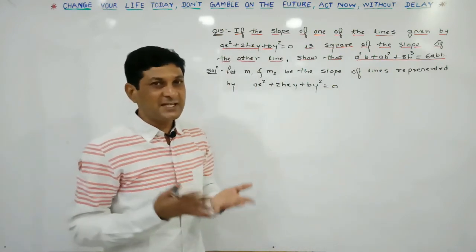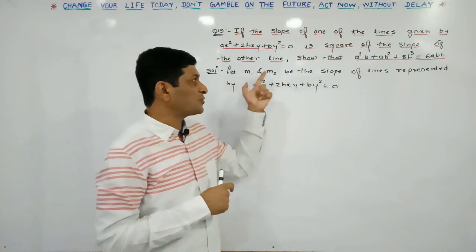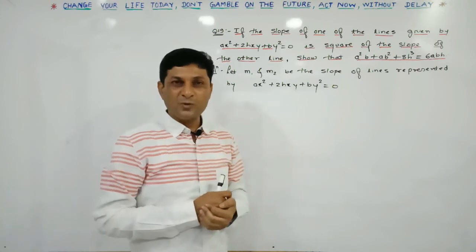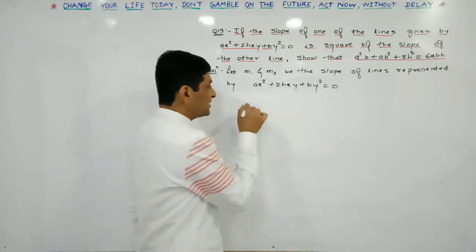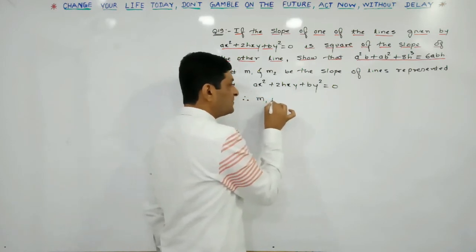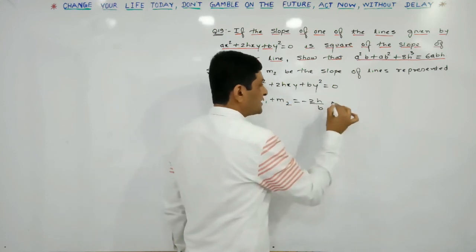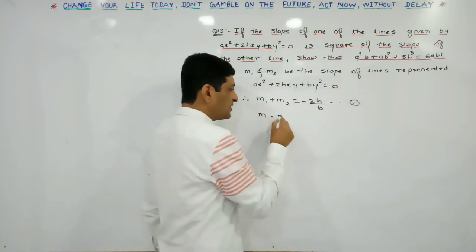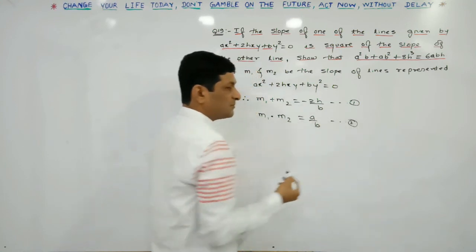So here, since the example is related to slope, denote the slope of one line by m1 and the slope of another line by m2. Let m1 and m2 be the slopes of the lines represented by this homogeneous equation. Then m1 plus m2 will be equal to minus 2h upon b. Let us denote it by equation number first. Again, m1 into m2 is equal to a upon b. Denote this result by equation number second.